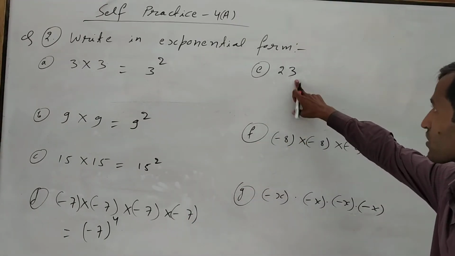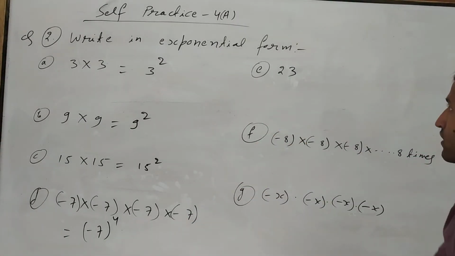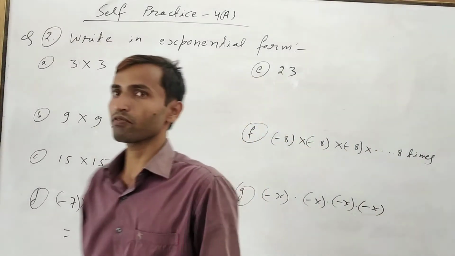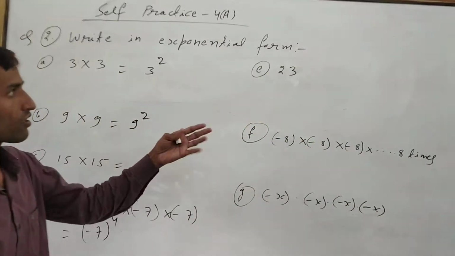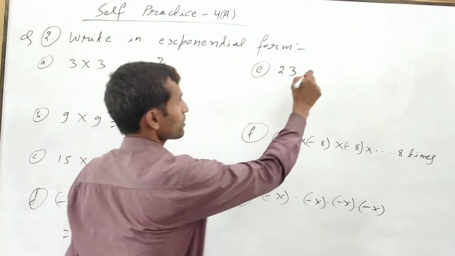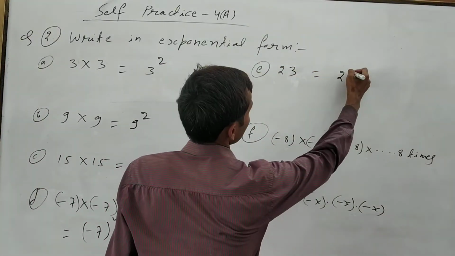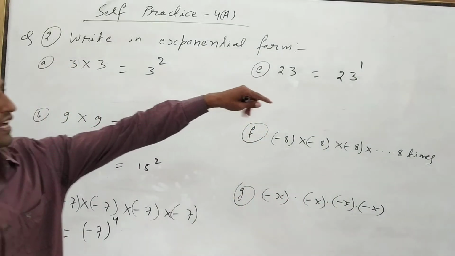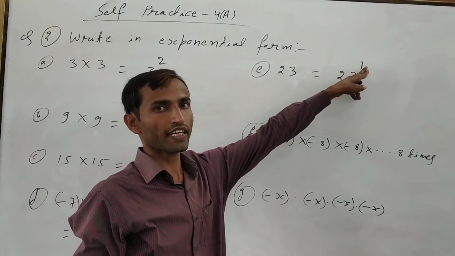Next one, here 23 is written. It is 1 time only. Here there is no other multiplication of 23 into 23 given. Only 1 time is written, which means that when nothing is written, it is power 1. So the base is 23 and the power is 1, meaning the exponent is 1.